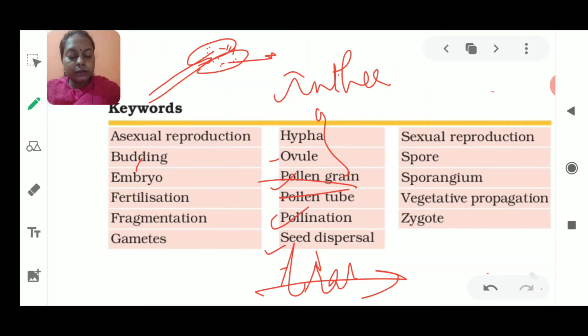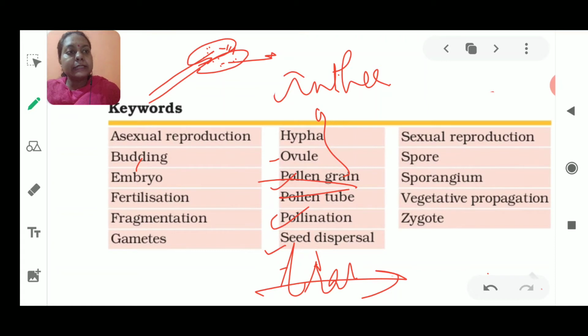Once the movement of the seed is taking place, this is known as seed dispersal, and there are various agents which are responsible for it. It could be water, air, wind, human beings, animals, birds. So seed dispersal is the way by which the seeds are going to travel, moving from one place to another with the help of some agents.